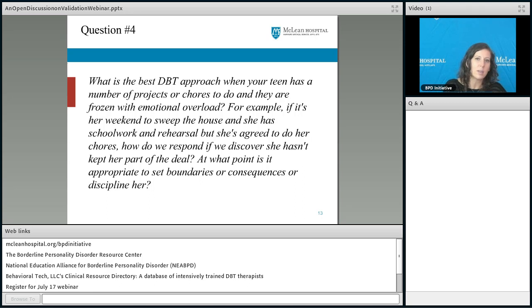So I think you can validate. I think the biggest pitfall is not following through. That is backing away from that and saying, oh, I understand this is horrible, never mind, forget the consequence. I think that's probably the biggest pitfall and the worst thing to do.